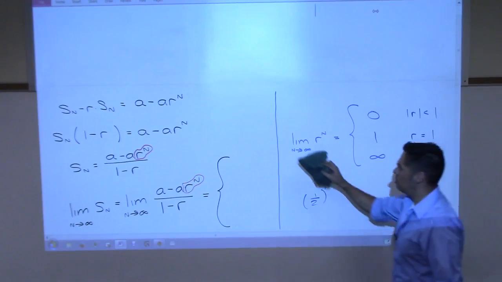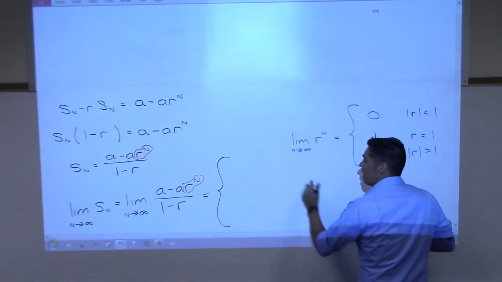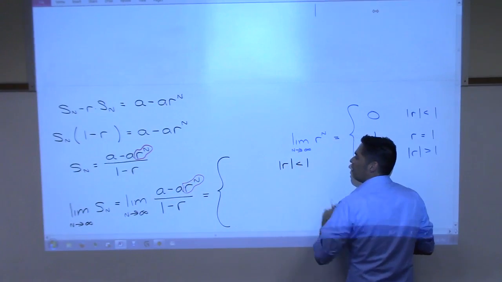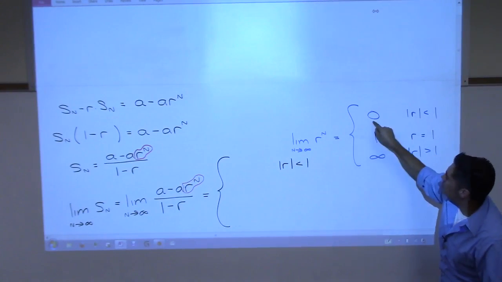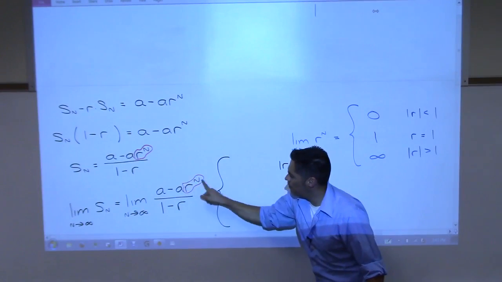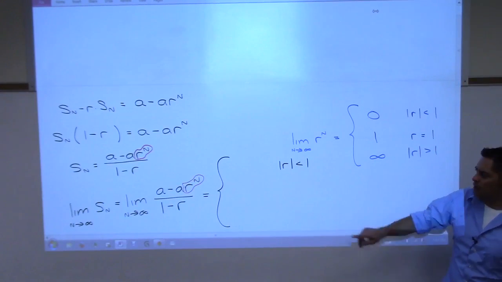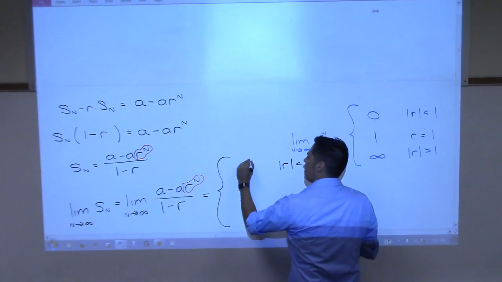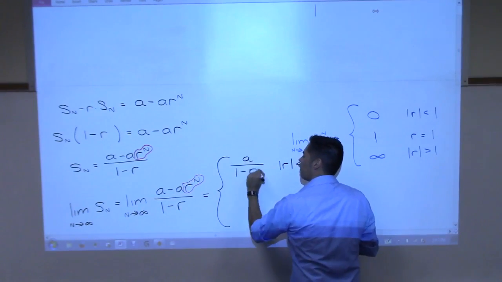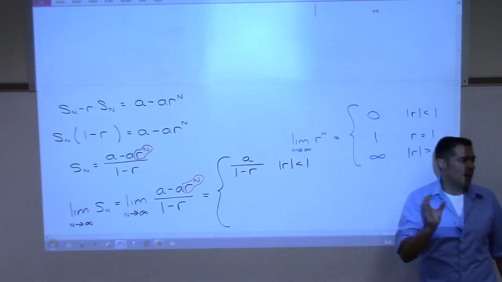Let's first talk about the easy case, when the absolute value of r is less than 1. So what happens when the absolute value of r is less than 1? This piece goes to 0. So if this goes to 0, then that's all gone. You're left with what? No, the a's gone too, because this is 0, right? That's going to 0. So that's all gone. Just a on top, and on the bottom, 1 minus r. That's what the infinite sum will converge to if the absolute value of r is less than 1.